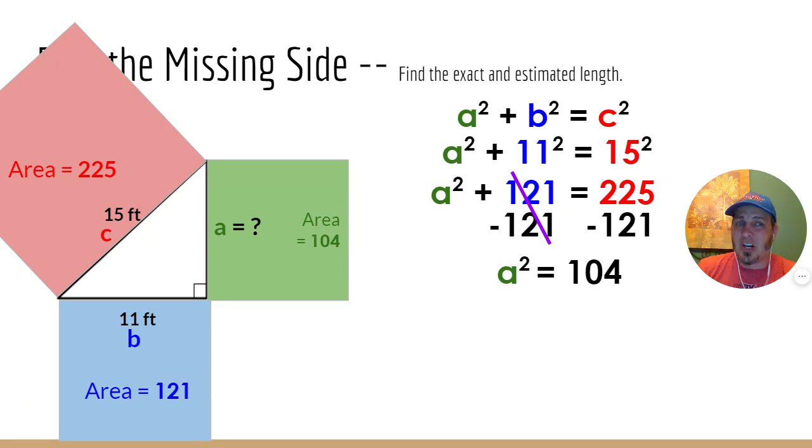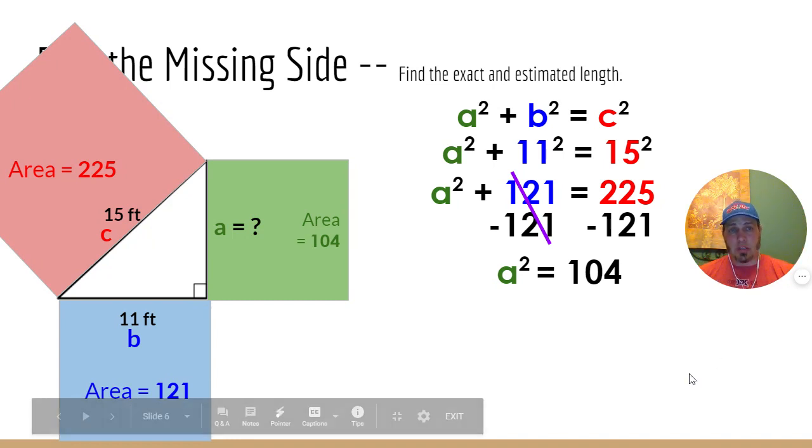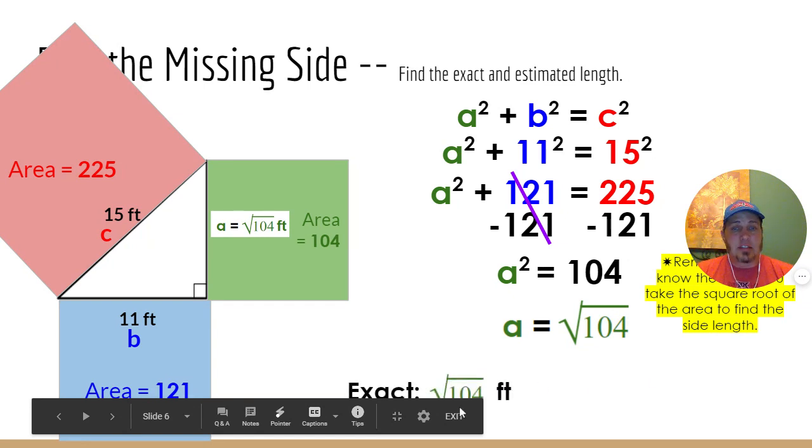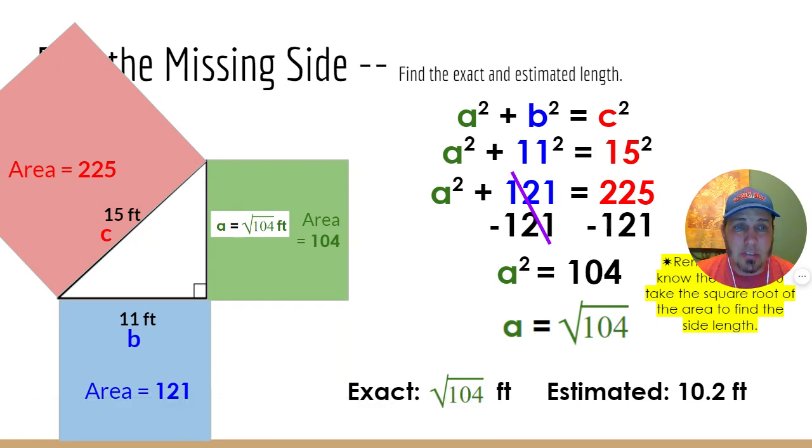So my question is, what number times itself is 104? Well, I know 10 times 10 is 100. 11 times 11 is 121. So it's going to be an estimated one, right? I don't know what that will be because I'm going to take the square root. What number times itself is 104? I don't know it, so I'm going to estimate it. The exact length is the square root of 104. That's the exact length. The estimated would be about 10.2.